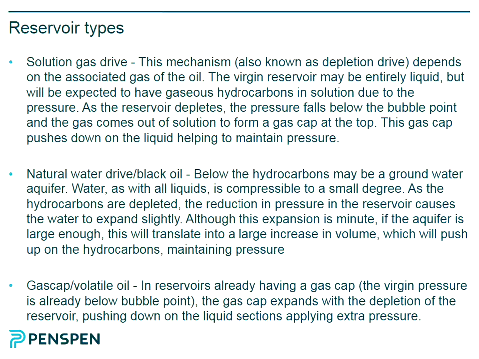So gas cap, volatile oil, this is where the reservoir already has a gas cap. It already has a gas phase and a liquid phase in the reservoir. So in other words, it's already below the bubble point. So the gas cap expands with the depletion of the reservoir, pushing down the liquid, forming extra pressure. So in that type of reservoir, you can actually drill into different parts, and so you can produce gas from some parts of the reservoir, and you can produce oil or multi-phase flow from other parts of the reservoir.